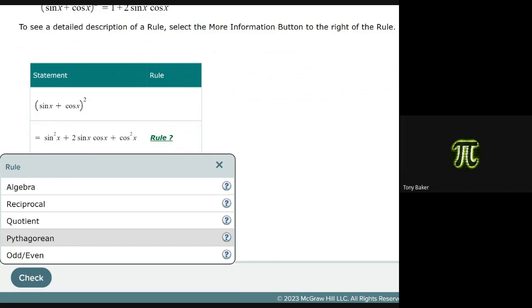Because the rules are something you're either going to look up or memorize at some point. I would highly suggest trying to memorize them, at least some of the beginning ones, like the Pythagorean rules, the quotient rules, reciprocal ones. I would definitely remember those. The odd and even ones, the double angle ones, I even looked them up. I haven't really memorized them. But the Pythagorean and quotient rules, those things do come up a lot. So memorizing those would be very helpful.